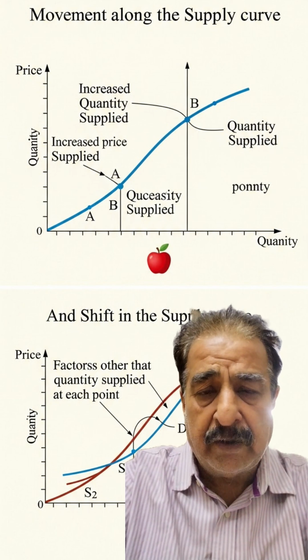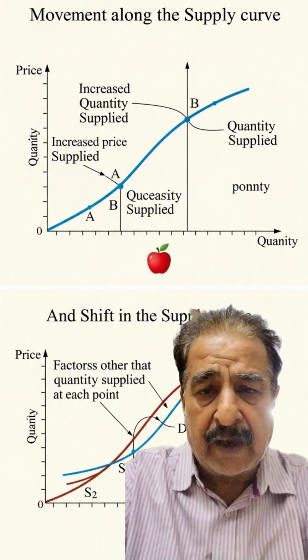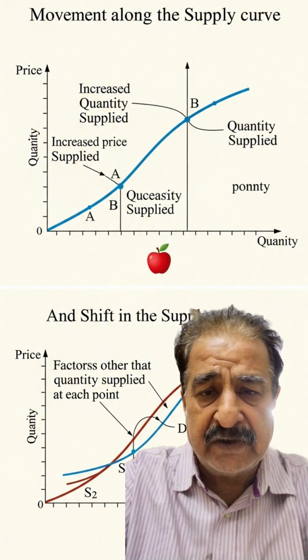Next point is the number of firms. If the number of firms increases, the supply curve will shift rightward. If the number of firms decreases, the supply curve will shift leftward.